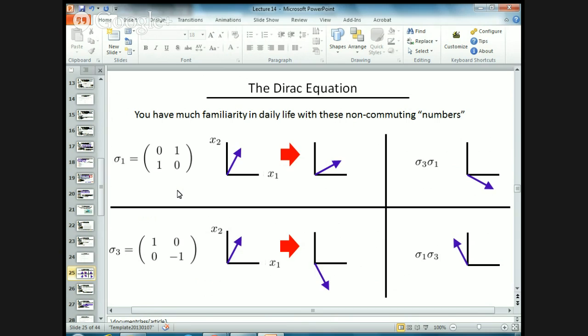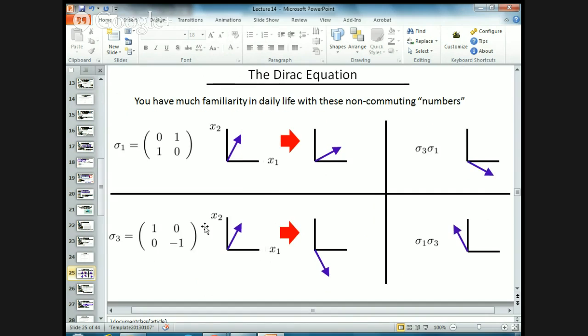Okay, so where did these non-commuting numbers come from? Well, you actually have a lot of familiarity with non-commuting operations in daily life. Rotations and reflections are examples. Here's sigma x, which is a reflection. If you look at its operation on a vector, it's a reflection in a line at 45 degrees. Sigma z, or sigma 3, is just the inversion of one coordinate. And so when you do these operations in sequence, the end result depends upon the order of the sequence.